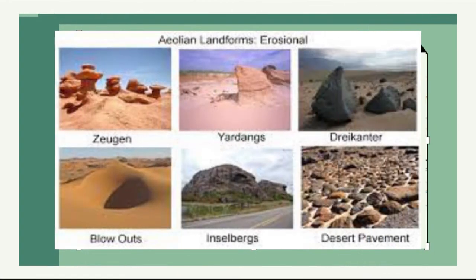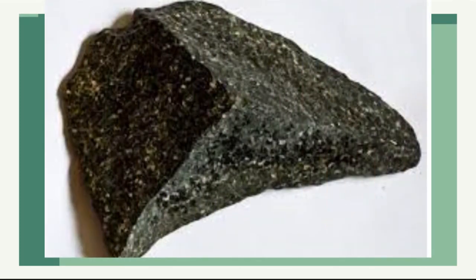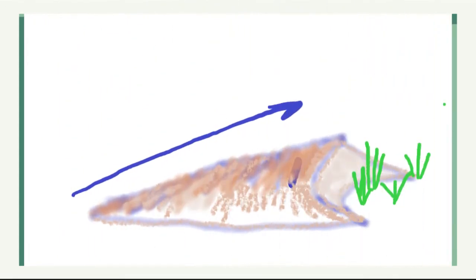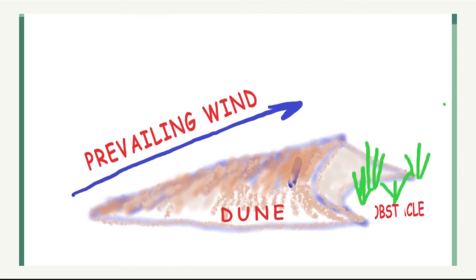We also have dreikanters. Dreikanters are three-faceted pebbles or stones that have been polished into three faces by wind, where one part has the edges and the other part is smoothed in the direction of the prevailing wind by wind abrasion.